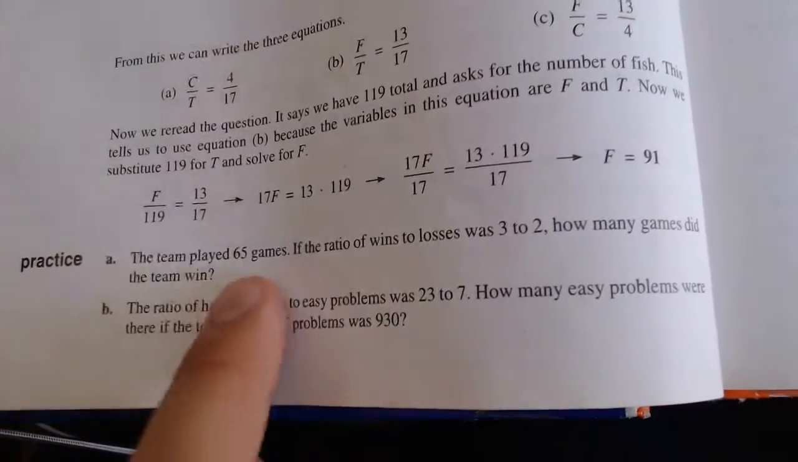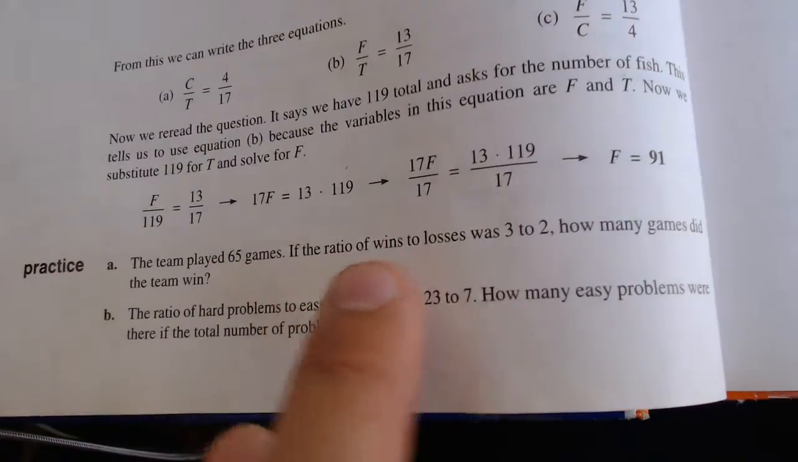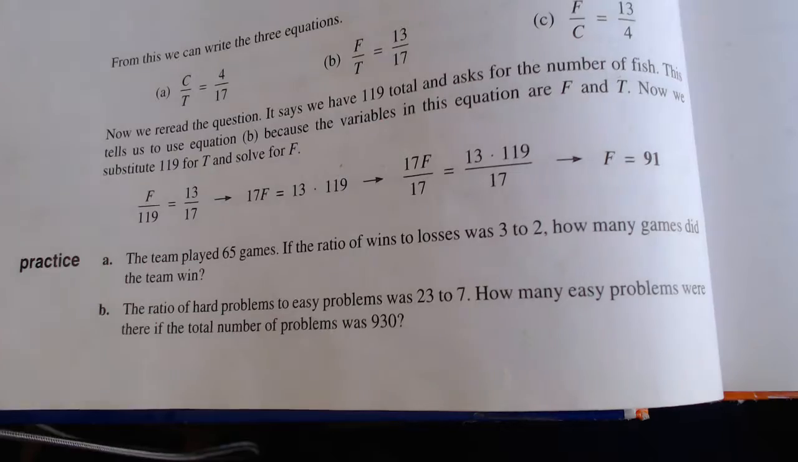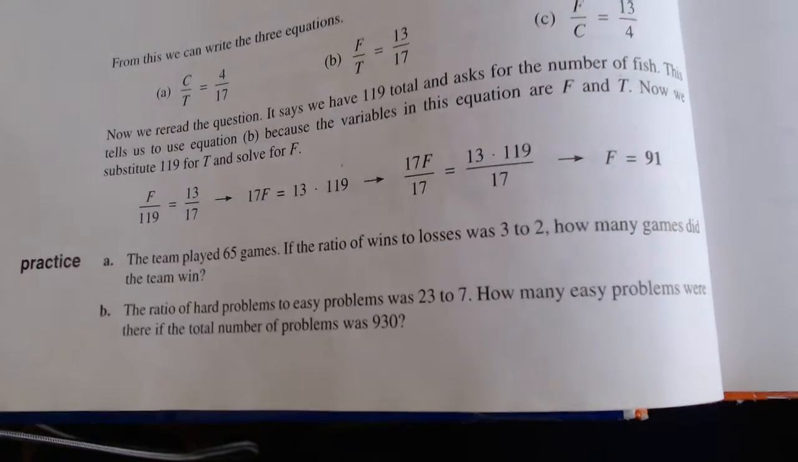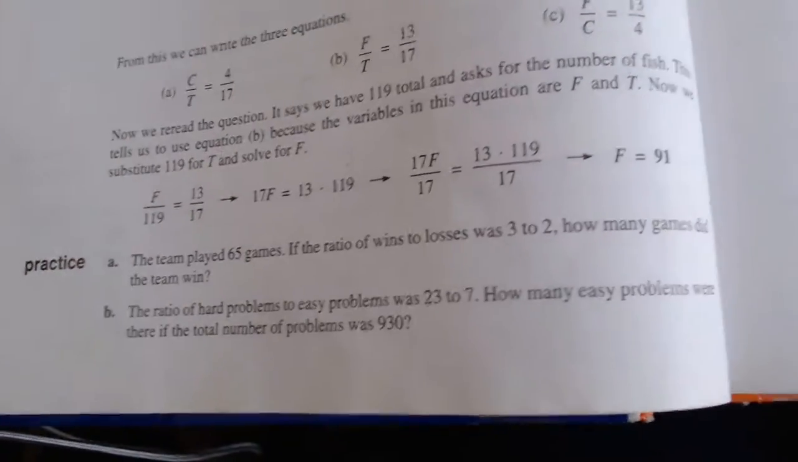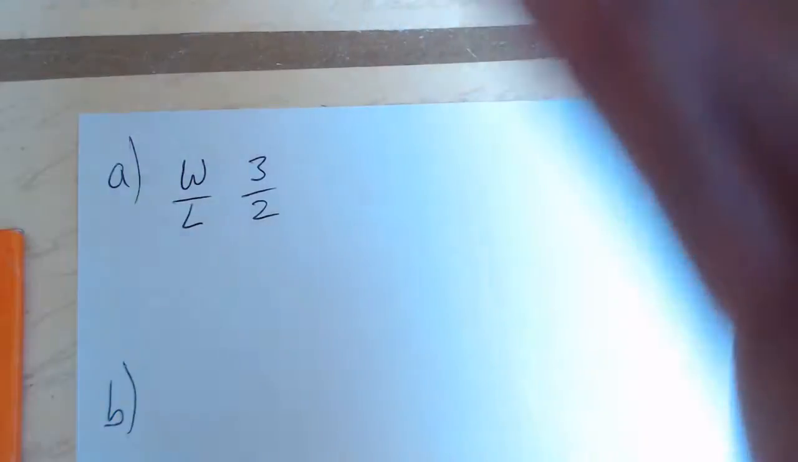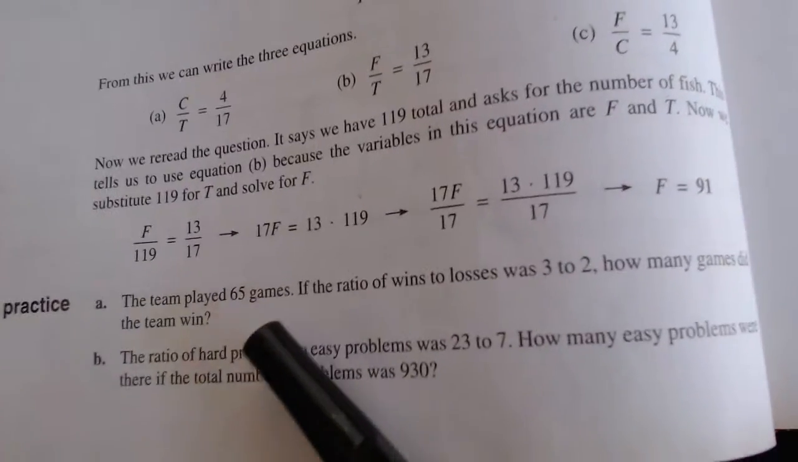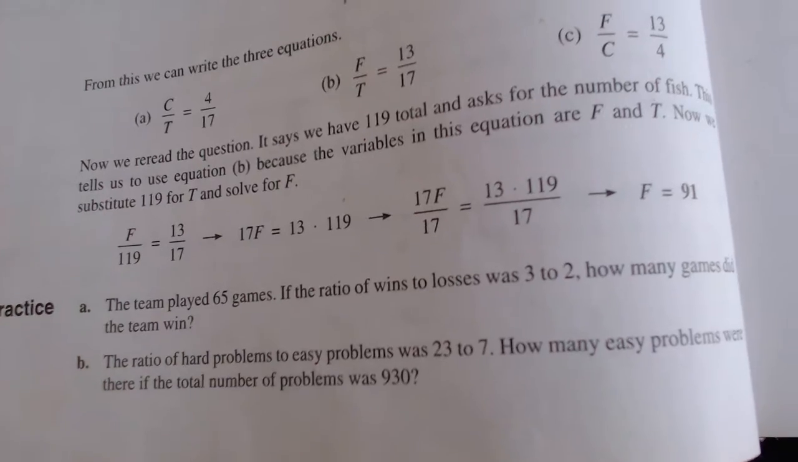So starting in practice A, they tell us the team played 65 games. The ratio of wins to losses was 3 to 2. How many games did the team win? Alright, so we kind of have to use some information here to figure out our ratios. They tell us the ratio of wins to losses was 3 to 2, and they want to know how many games the team won. But the information they give us is not the number of games won or lost. They give us the total number of games played.